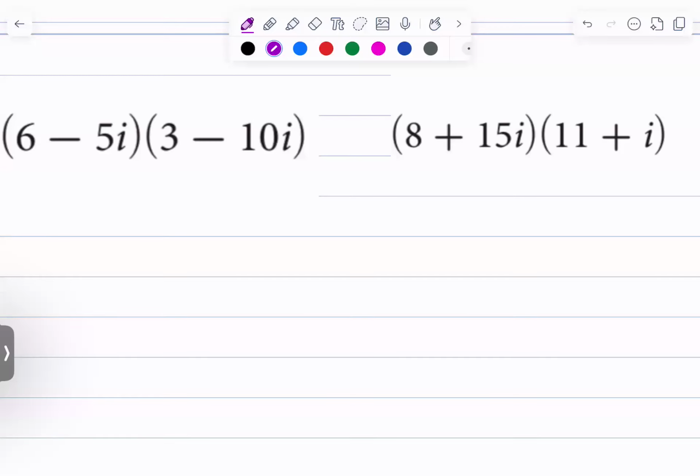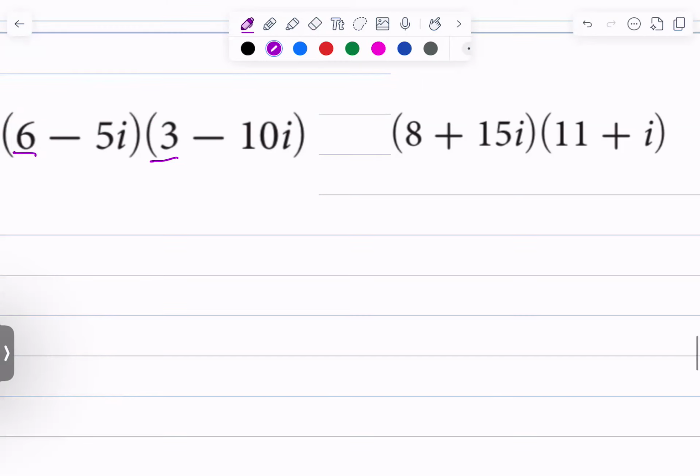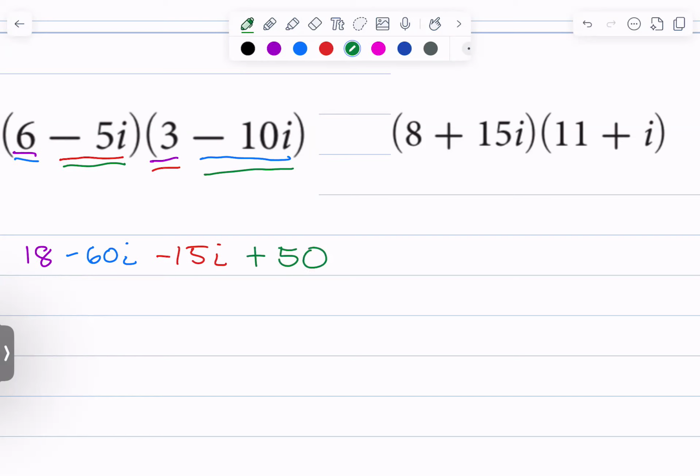So we are going to get the first term here. Distribute that out to the 3. What I like to do as well, instead of making those lines, is just go 6 times 3, which is 18. I like to just underline them. 6 times negative 10i is negative 60i. Negative 5i times 3 is negative 15i. And in the last one, negative 5i times negative 10i, that's positive 50i squared.